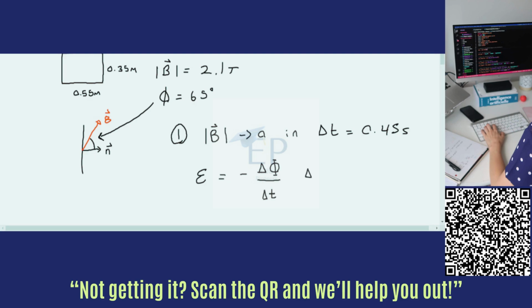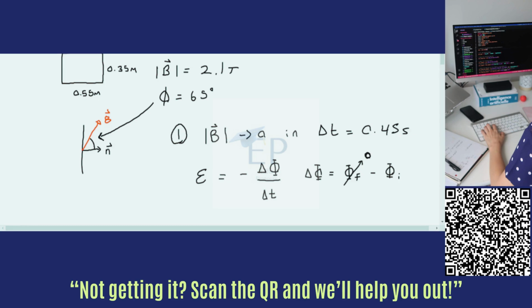So the change in magnetic flux can just be written as the final flux minus the initial flux, where since our magnetic field will be going to 0, we know that in the final configuration, our flux is going to be 0, since there's no field.